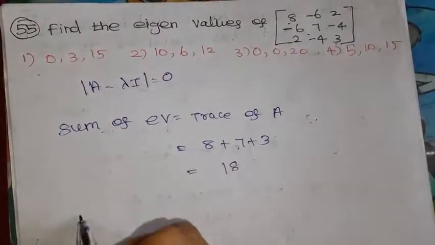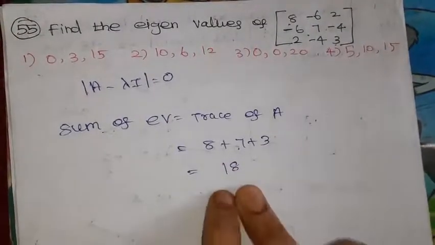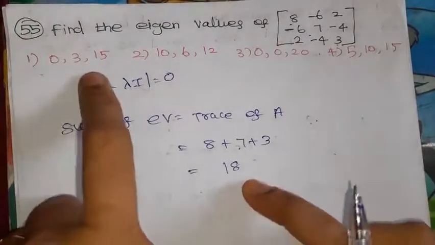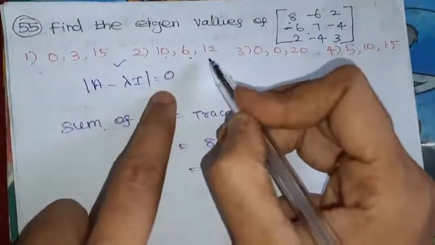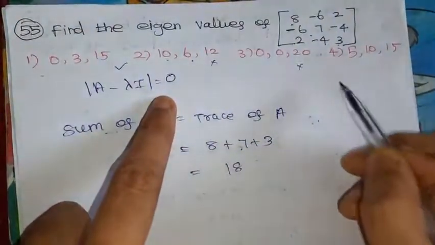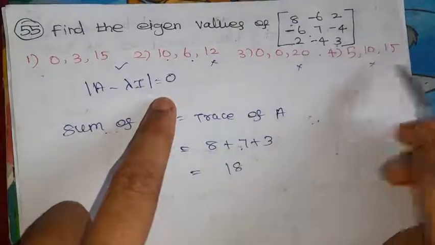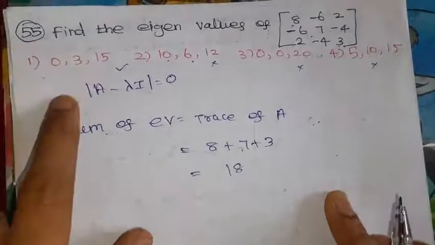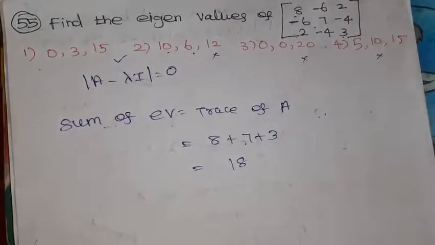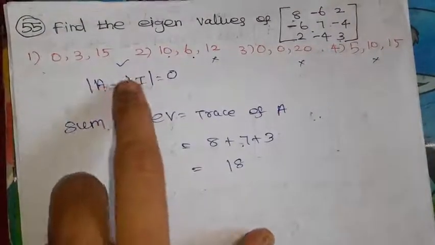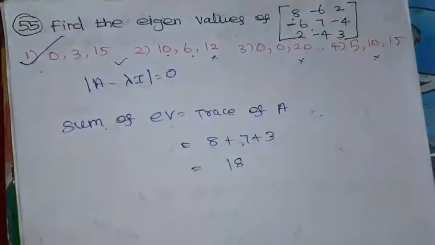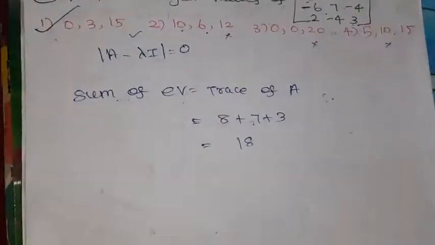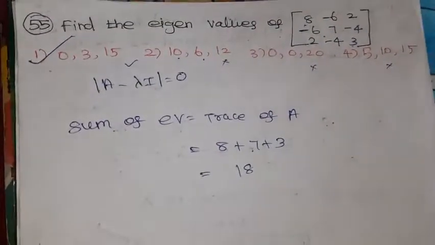Then we'll check from the options. Here we are getting 18. Here 10 plus 6, 16, 16, 28. So this is wrong. This is 20. This is wrong. When we add, this is also not 18. This is also wrong. So we need not go for another property to check. From these options, only this one satisfies the sum of the eigenvalues as 18. So 0, 3, 15 is the right answer for this problem.